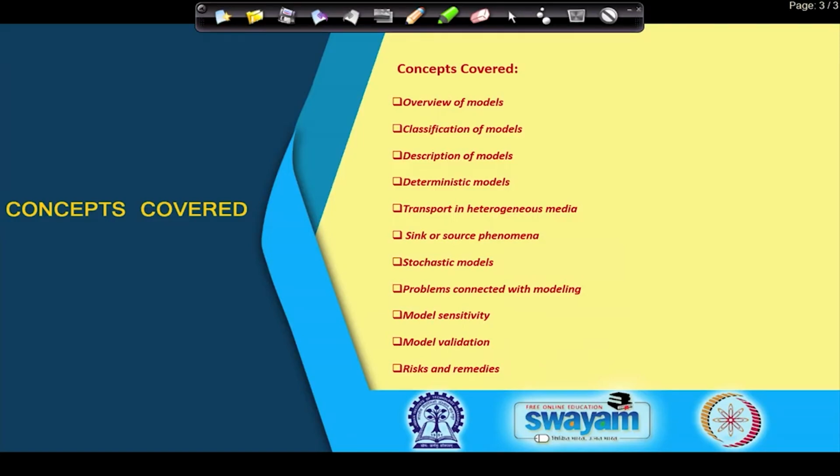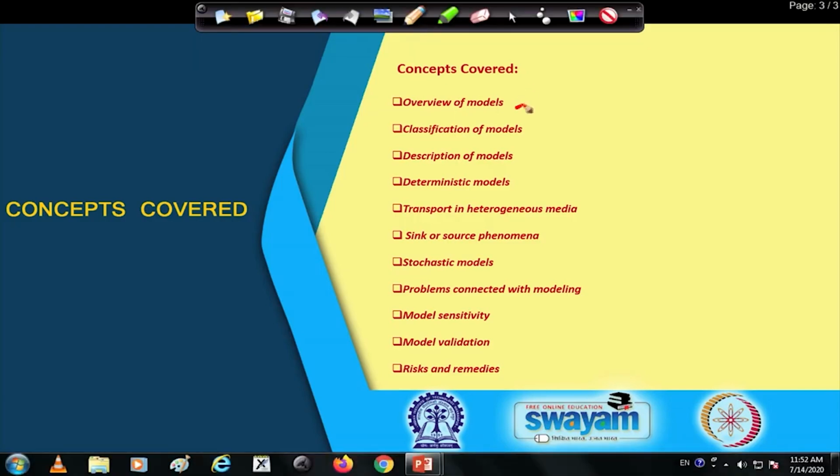So, we have covered the overview of the models, we have discussed the classification of the models, and then we have discussed different types of models and deterministic and stochastic model. We gave you the basic overview of the deterministic and stochastic model. Then we discussed deterministic model. We started discussing deterministic models. So, today we are going to finish the deterministic models.